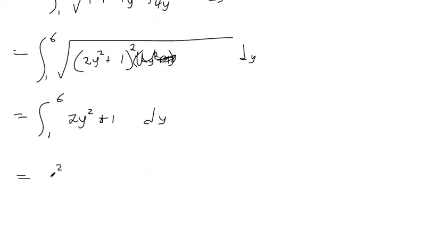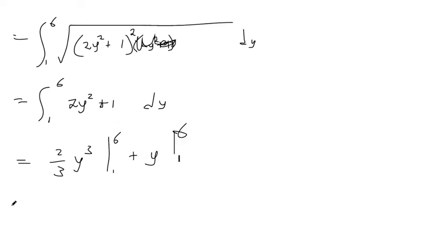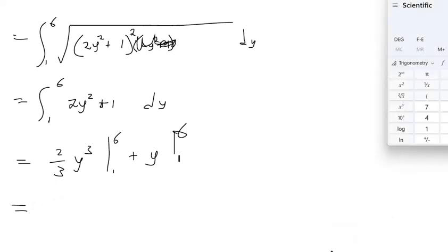So this is 2 over 3y to the 3rd from 1 to 6. And this is the antiderivative. This term is just y from 1 to 6. So that's 6 to the 3rd. So that's 432 over 3.